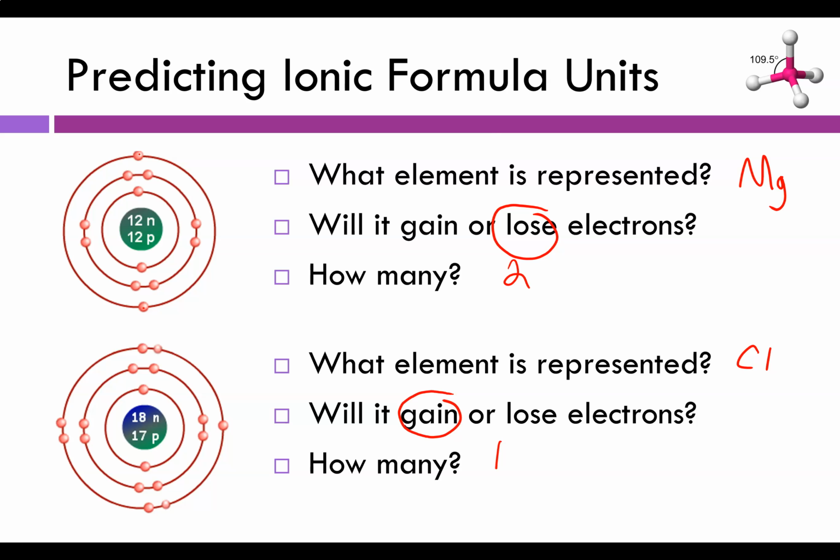Okay, hopefully so far so good, and you understand how we got the element identities. We know whether it's going to gain or lose based on being a metal or a nonmetal. And as far as how many will be lost or gained, if we look at the valence shell of our atom, we know we have to get to 8. So we're going to be able to lose 2 from magnesium and gain 1 for chlorine.